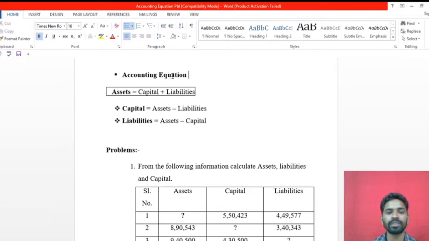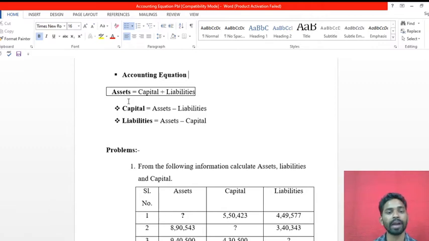Accounting equation is a mathematical expression which shows that the assets and the liabilities, meaning the outsider liabilities, as well as the capital, of a firm are equal. Accounting equation is a mathematical expression which shows that the assets and liabilities in a firm are equal.